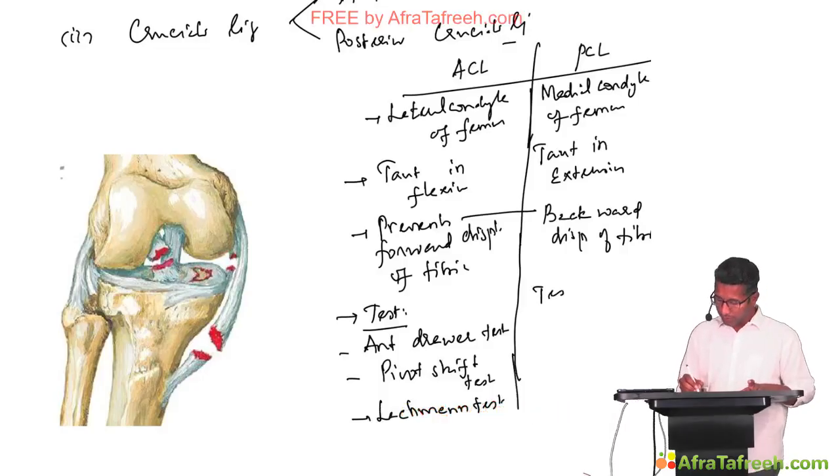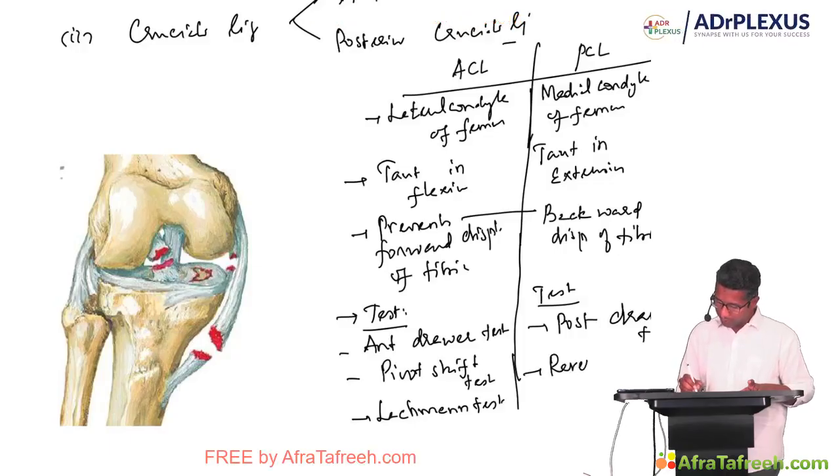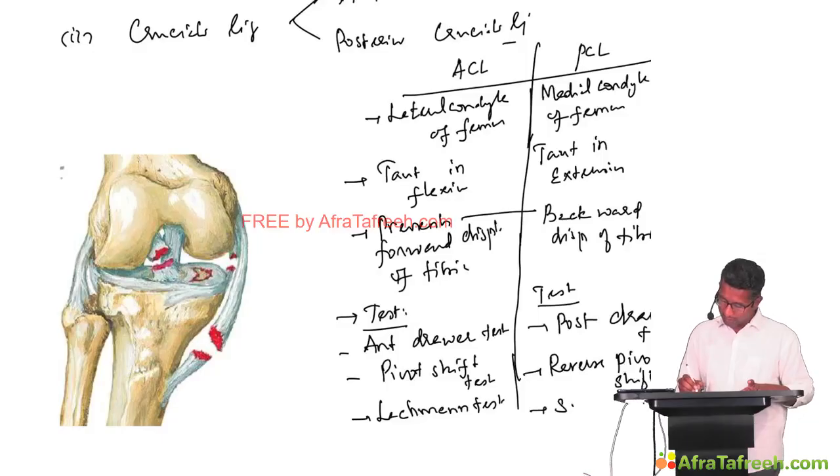For checking the PCL, you can do the following clinical tests. You can do posterior drawer test. You can do a test called reverse pivot shift test. And you can also do a SAC test.